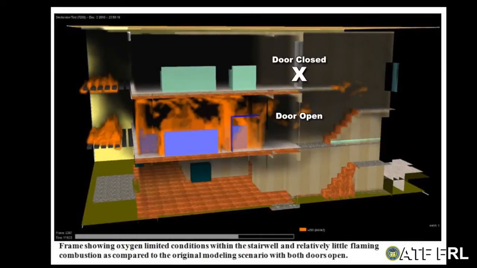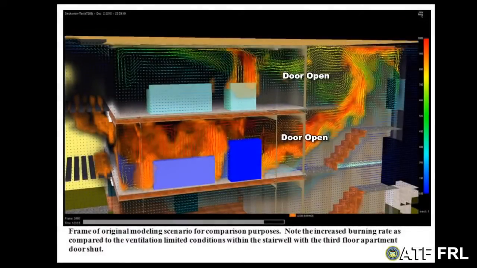This is an FDS frame showing the oxygen limited conditions within the stairwell by the third level apartment doors. Note the relatively little flaming combustion as compared to the actual modeling scenario with both third level apartment doors open. For comparison purposes, this is an FDS frame of the actual model with both doors open at the same point in time as the previous image. Note the increased burning rate as compared to the ventilation limited conditions within the stairwell with the third floor apartment door shut, as shown previously.